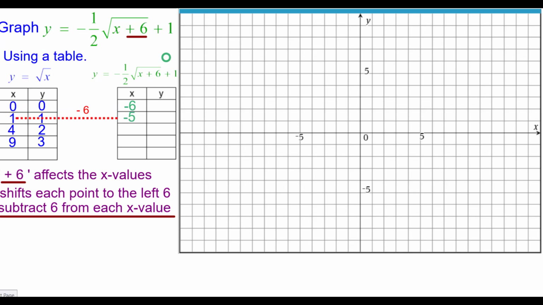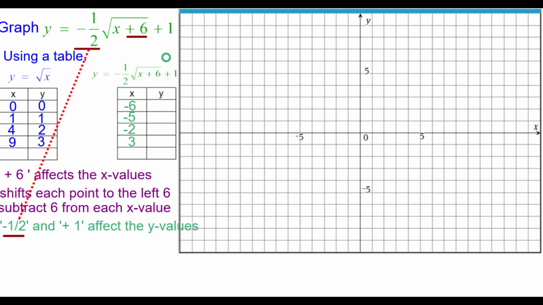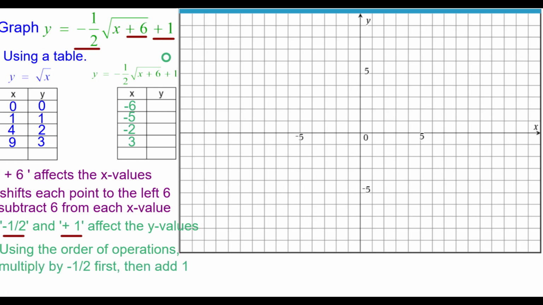1 minus 6, negative 5. 4 minus 6, negative 2. And 9 minus 6 is positive 3. So those are the x coordinates. The other 2 parameters affect the y values. And using the order of operations, we need to multiply by negative 1/2 first, and then add 1. So 0 times negative 1/2 is 0, plus 1 is 1. You can see that calculation right here.